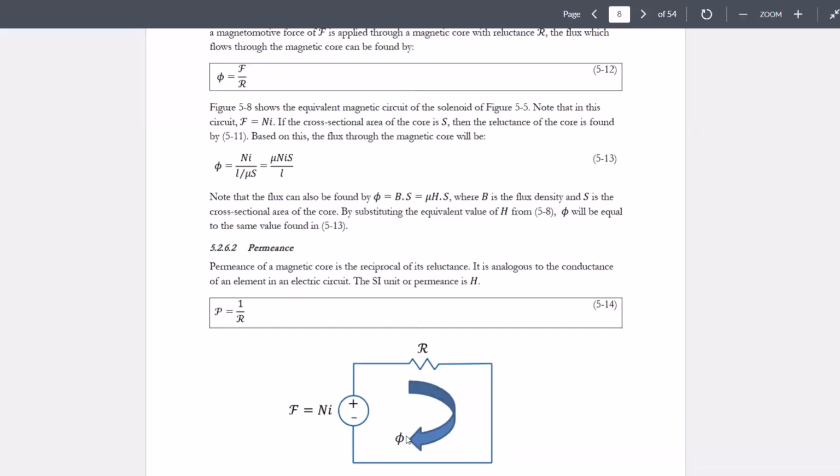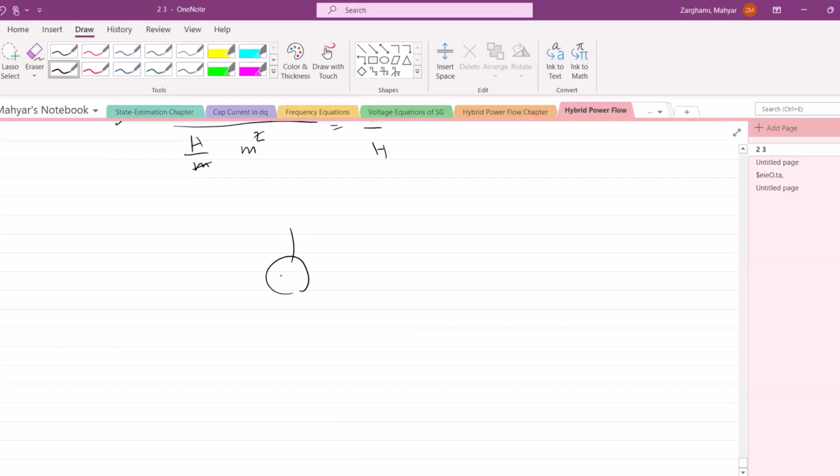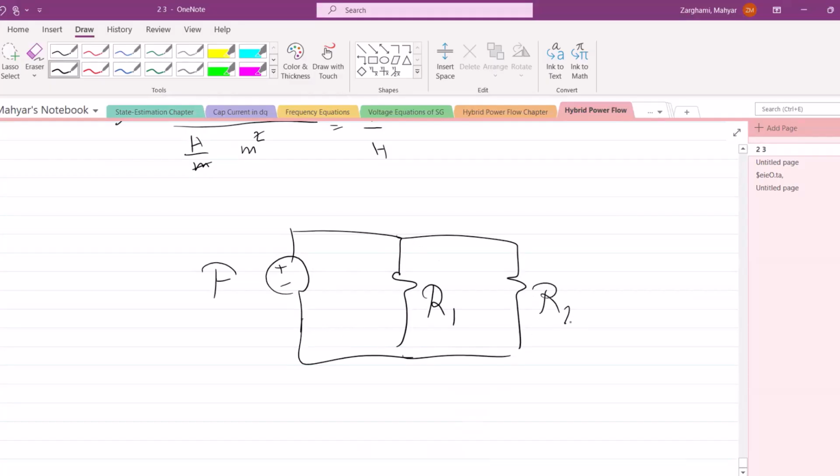So if you have two sources, this is your, let's say, magnetomotive force of F. Let's say you have reluctance 1, reluctance 2. These are associated with two different magnetic materials. Then you have phi 1, phi 2. You just go to each of these reluctances, and then the total phi would be equal to phi 1 plus phi 2, just like the electric circuits. So there's an analogy between a magnetic circuit and an electric circuit, as you can see.